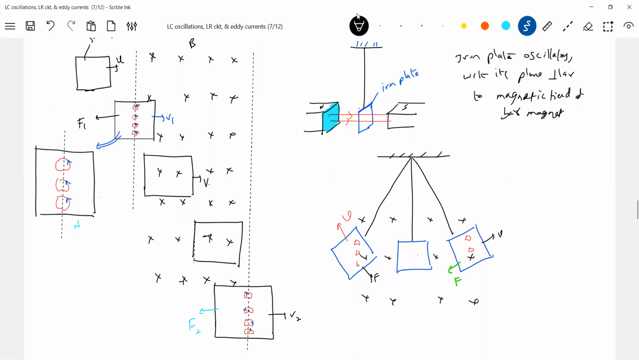This is one thing. And now, if the iron plate oscillates with its plane perpendicular to the magnetic field, we have seen that. But if the iron plate oscillates with its plane tangential to the magnetic field, tell me what happens to eddy currents. Will they be there? Between the bar magnet spacing only, it will oscillate here.